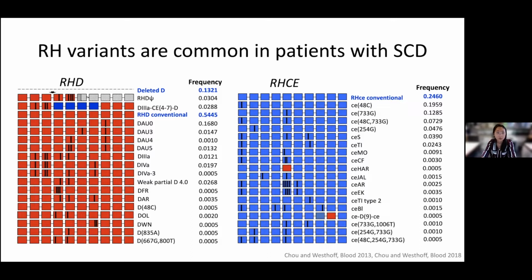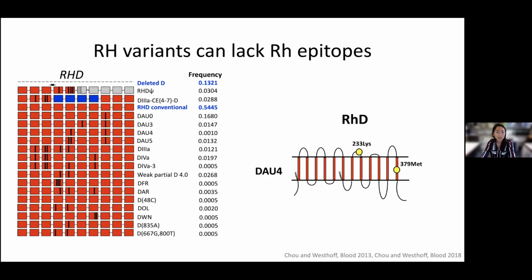And what's important to note about these variants is that serologic methods that are currently used can't tell whether these variants are present. It can really only type the 5 conventional Rh antigens. So these variants are really important to be able to parse because it can lead to alloimmunization.